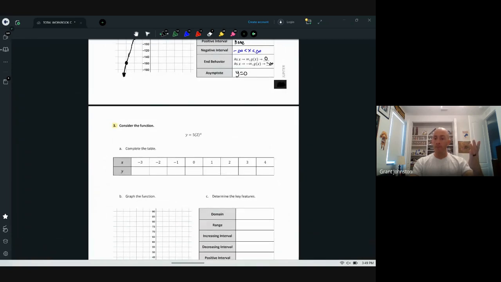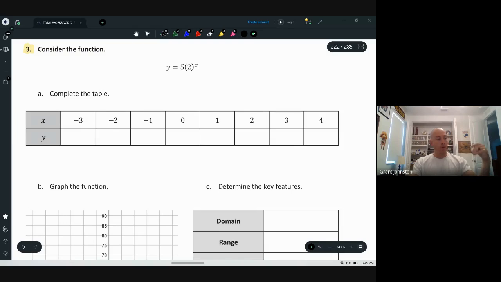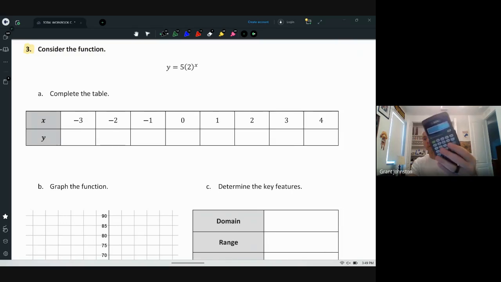Okay. Let me do number 3. Same thing, except I just need to fill out the table. I'm going to do this pretty much all in the calculator. I'm not going to write it all out. So I have y equals 5 times 2 to the power of x. So I need to plug in -3 first. So 2 to the power of -3. Remember, there's that y to the x button you can use for the negative exponents. I got 0.125. Then times 5, I got 0.625.